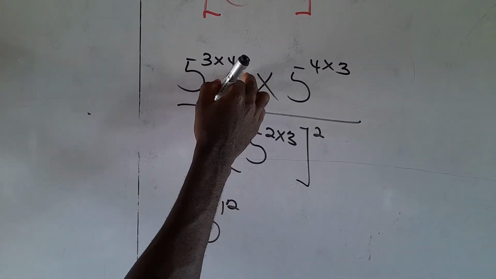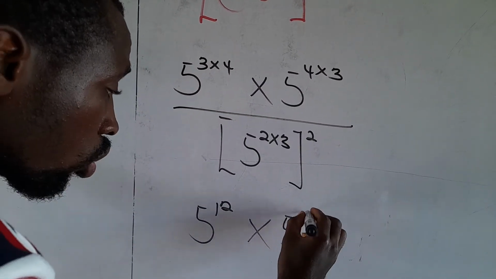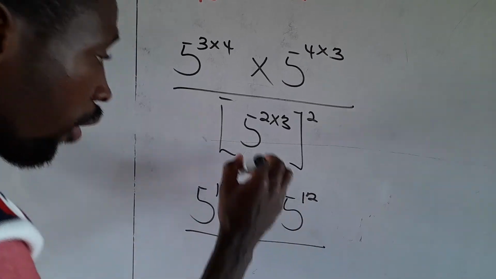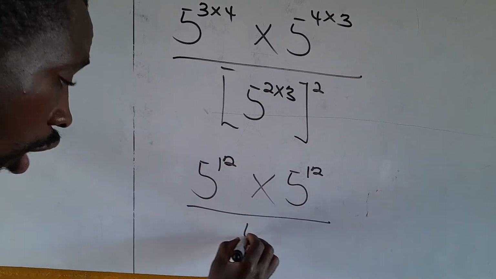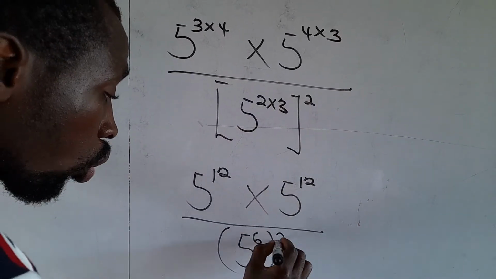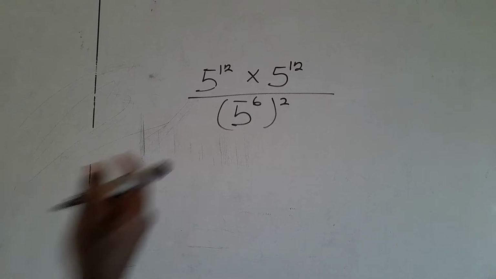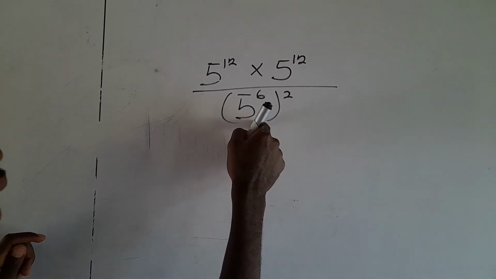3 times 4 is 12. Then 4 times 3 is also 12. So 5 exponent 12 over 2 times 3 is 6. So that will be 5 exponent 6. Exponent 2 again. So this, we apply the third law again.